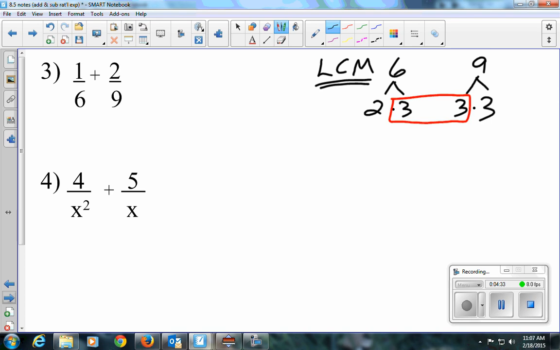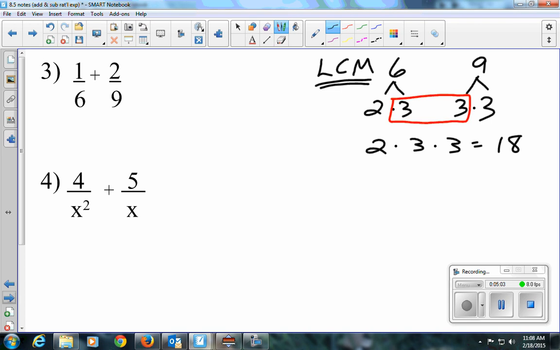What I do is I take all the factors, but the ones that are shared I only use once. So I have a 2, I write that down. I have a shared 3, so I only put one of those down. And then I have another 3. Okay, everybody see what I did? You use all the factors, but the ones that are shared, you only use them once. Okay, so when I take 2 times 3 times 3, that's 18.